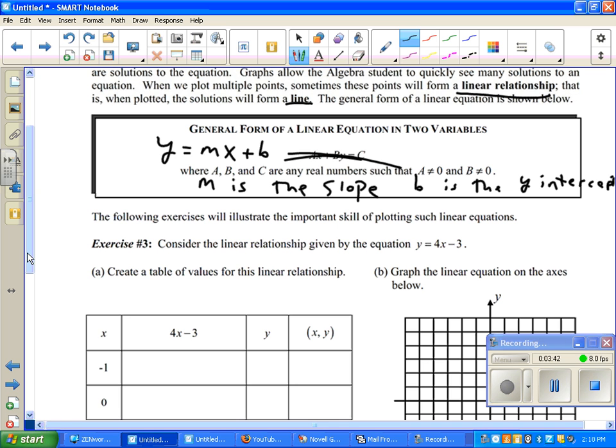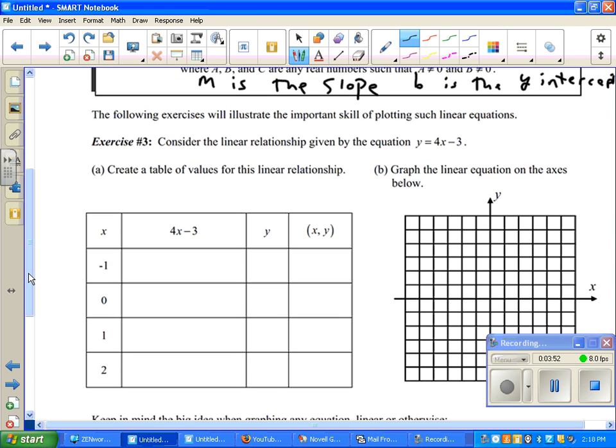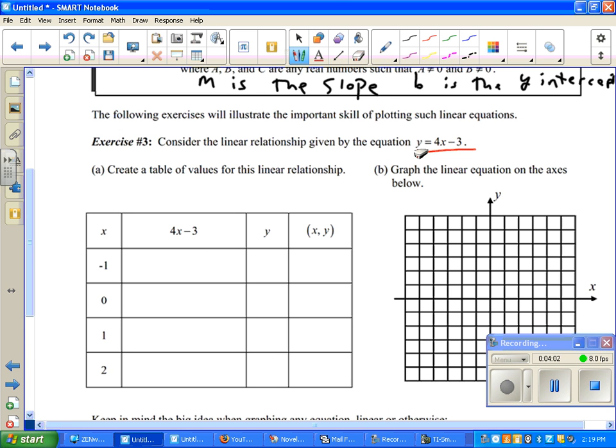The two variables are y and x. m is the slope. b is the y-intercept. The following exercise will illustrate the importance of plotting linear equations. We are now going to use our graphing calculator. So once we have our graphing calculator turned on, our equation is y equals 4x minus 3.